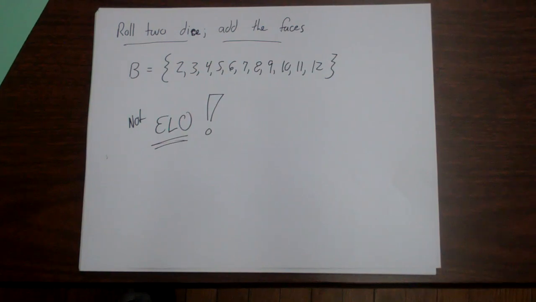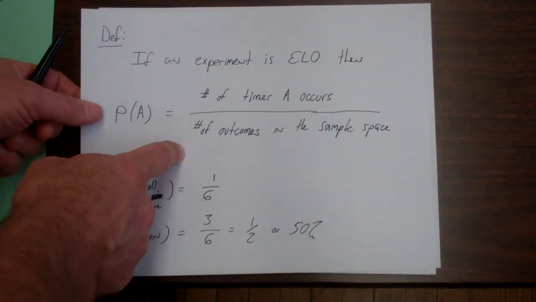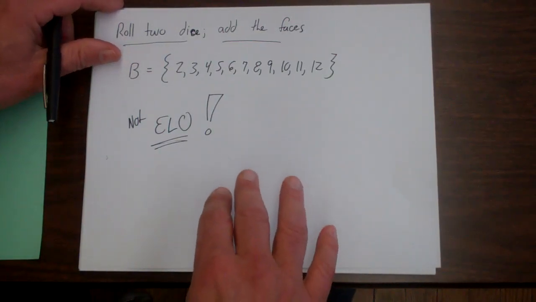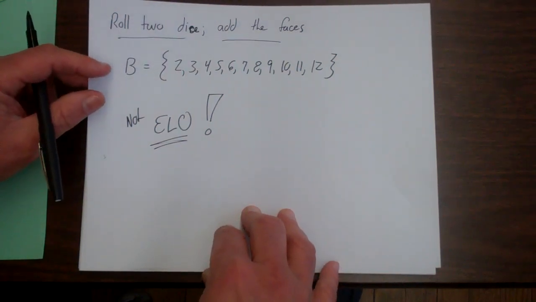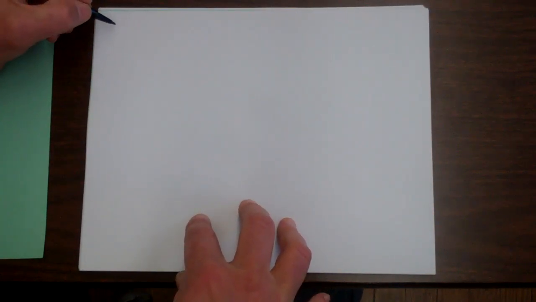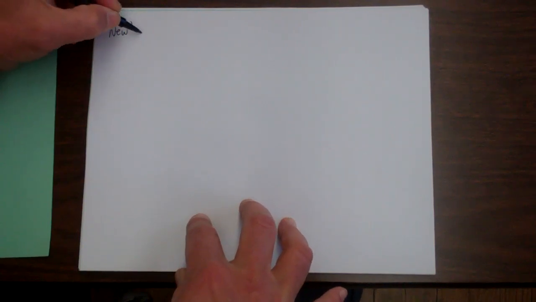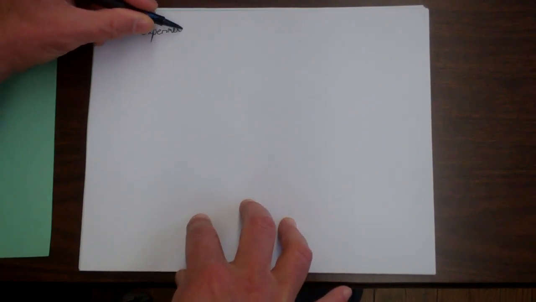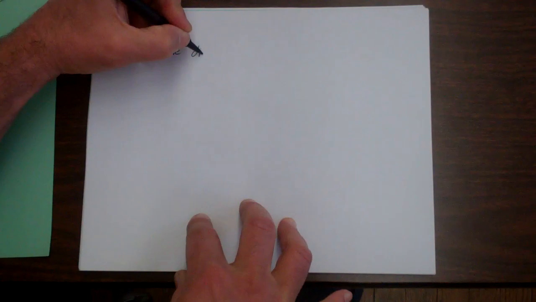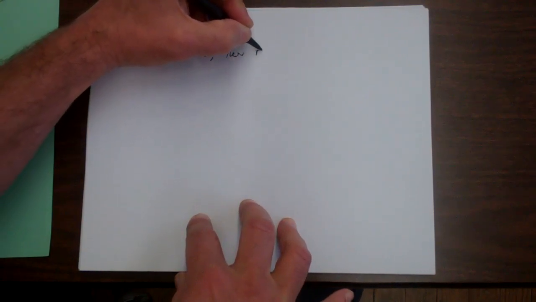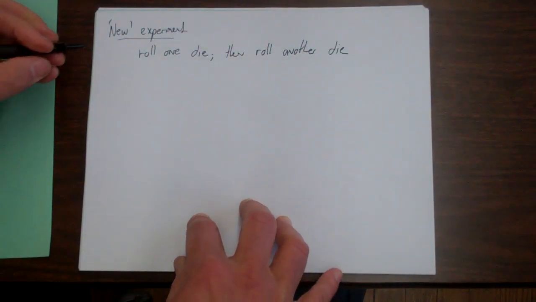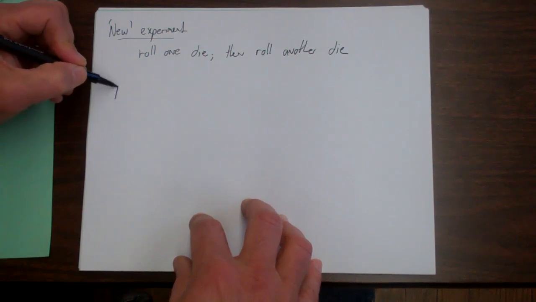Since it's not ELO, we can't simply use this formula, right? That's only for when experiments are ELO. So what we're going to do is change the problem. The key is that even though we're changing the problem in our head, the actual physical action is the same, so the answers have to be the same. So here's the new experiment: you roll 1 die, write down the answer, then roll another die. Let's call this experiment N for new.